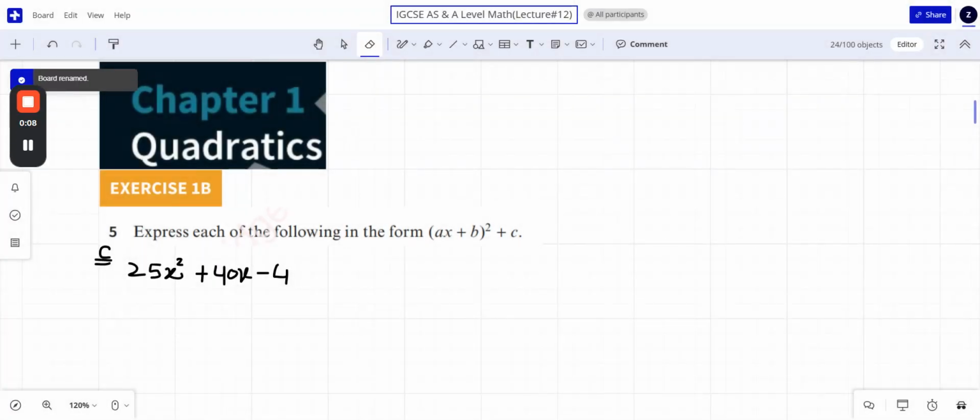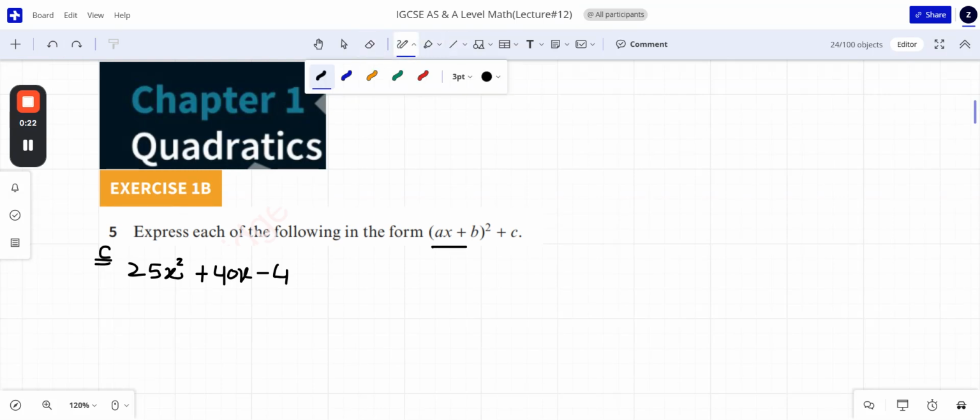Question number 5. Express each of the following in the form of (ax + b) whole square plus c, and part a is 25x square plus 40x minus 4. So this form shows us we have to make a perfect square, complete the square. So it means we will use the completing square method to simplify this question.